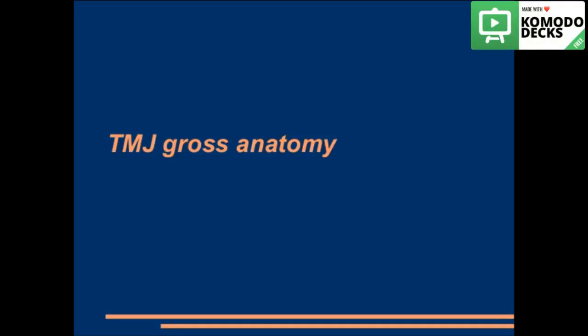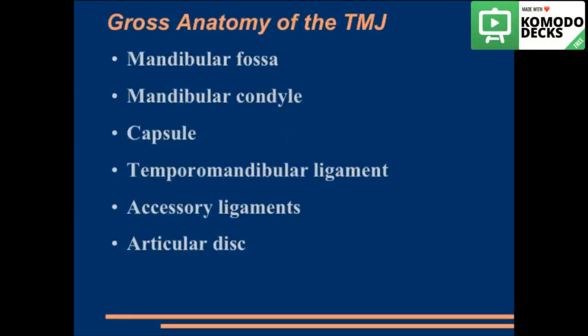Now we will start with the gross anatomy. We will talk about the mandibular fossa, the upper articular surface; the mandibular condyle, the lower surface; the surrounding capsule; the temporomandibular ligaments; accessory ligaments; and finally the articular disc.